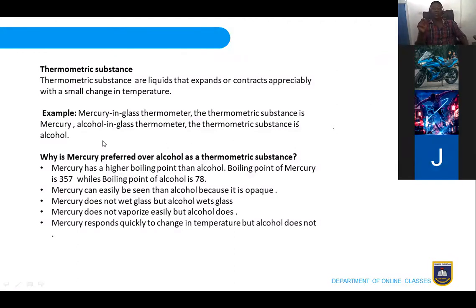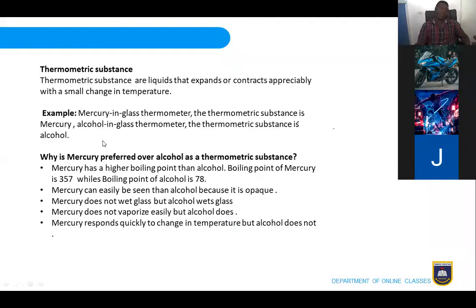So for the alcohol to become visible, you have to color it before you can use it as your thermometric substance. But if you look at mercury very carefully, mercury does not need any coloring at all. Mercury is opaque in nature, which means you can easily see it. It's visible when you are using it to determine the temperature of the body. So that's another advantage of mercury over alcohol.